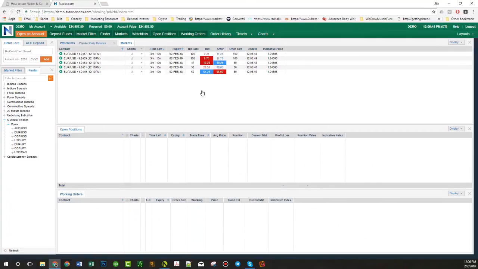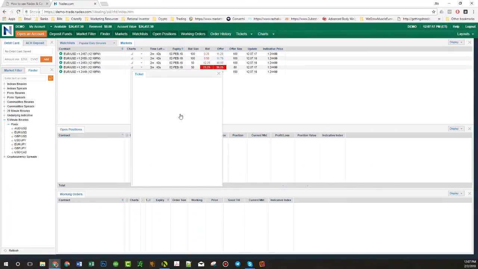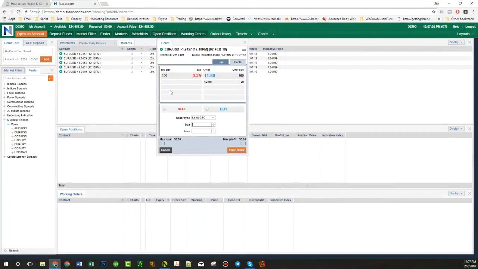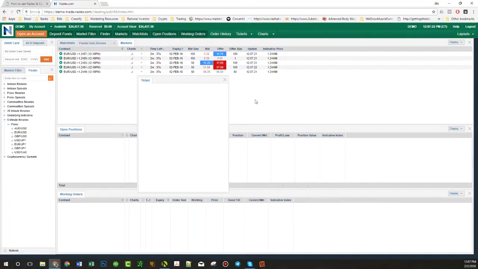Let me explain that once we have the buy window up. The bid is where people are willing to buy. The offer is where people are willing to sell. So if I want to buy this, I have to buy the offer. If I want to sell short, I have to take the bid. Okay, so let me say I want to do this. Here's my ticket. Let me get one that's more in the middle so we can see.